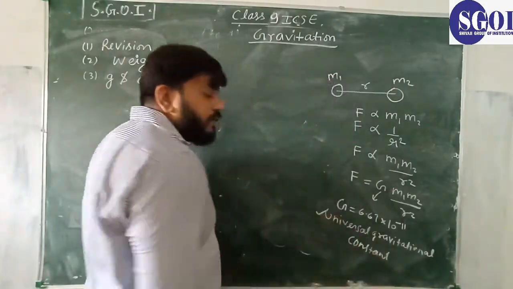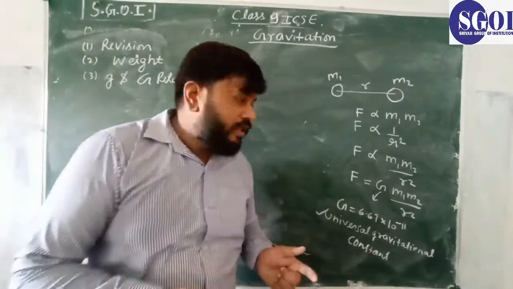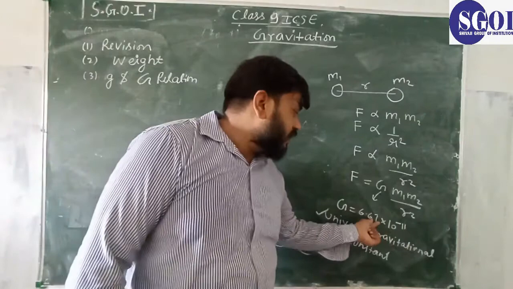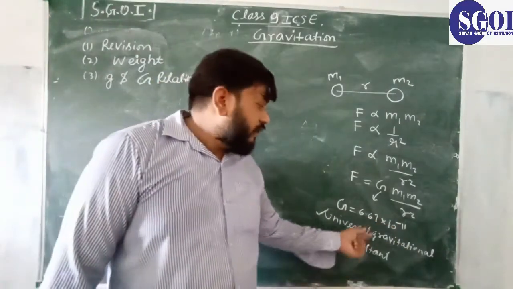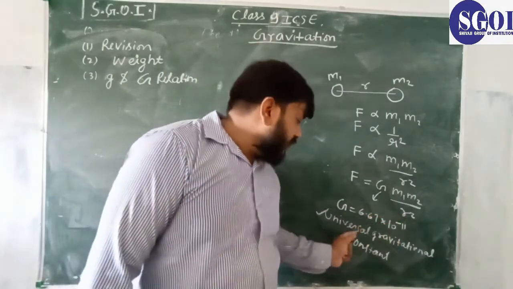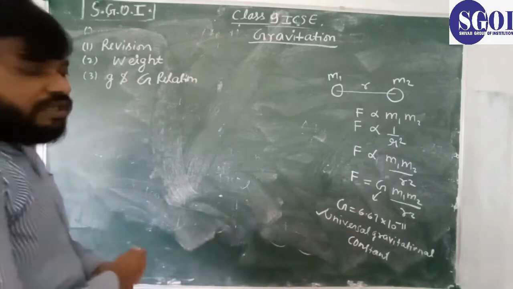Why is it called universal? Universal means the value of G in this whole universe remains the same, that is 6.67. Whether you are on the moon or on the earth, the value of G would not change. That is why it is called the universal gravitational constant.